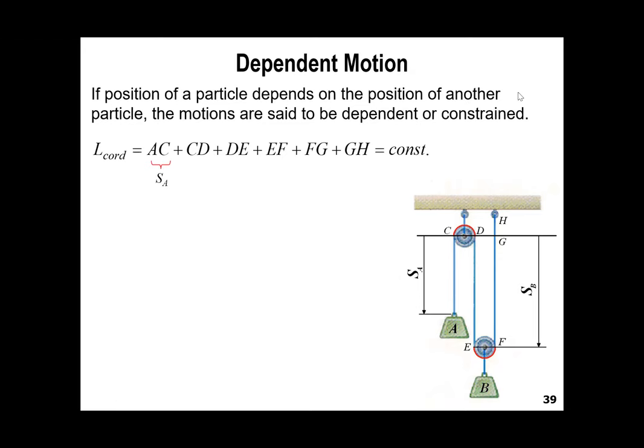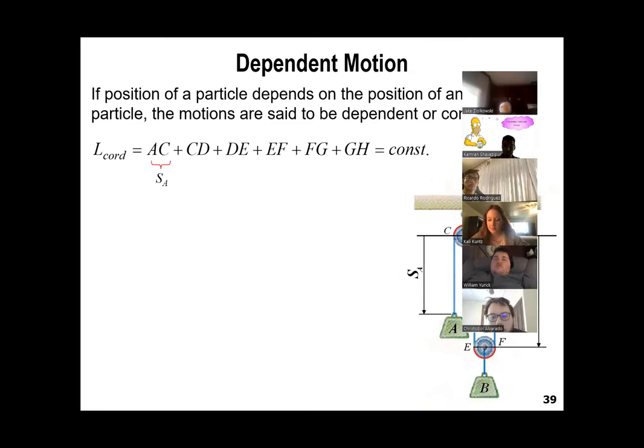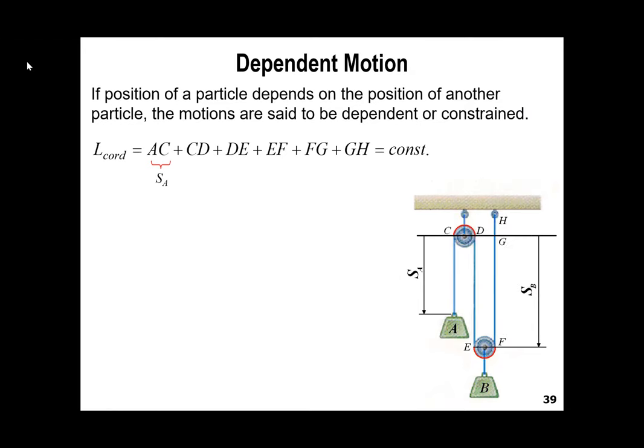Is it SA, right? Yes. How much is DE and FG? It is SB. Technically B is here, but B goes with the center of the rope, so that's another constant, right? So technically, AC is SA, DE is SB, FG is also SB, and the rest are constant.